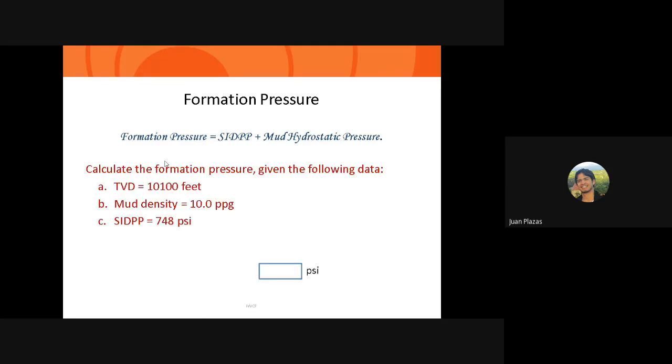So let's do it together, my friends, before going. Hydrostatic pressure will be 0.052, remember, 0.052 times the TVD times the mud weight. That will give us the hydrostatic pressure. We're just adding the shut-in drill pipe pressure. And formation pressure will be 6,000 feet.